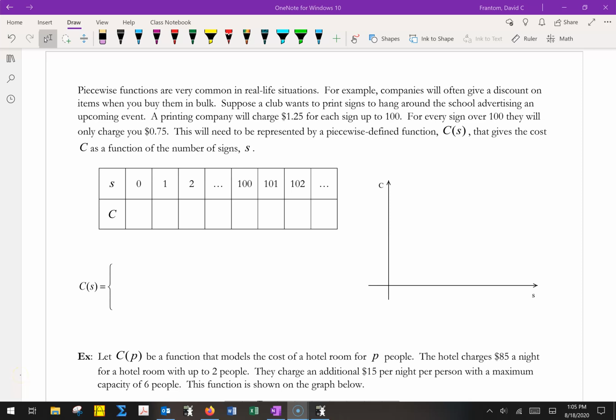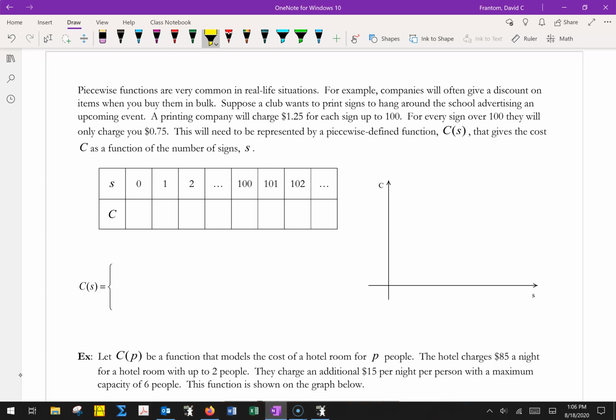So piecewise functions come up quite a bit in real-life situations. One example of this would be if a company gives you a discount when you buy more items. A lot of times you'll have a situation where you're printing signs, let's say, for a club.